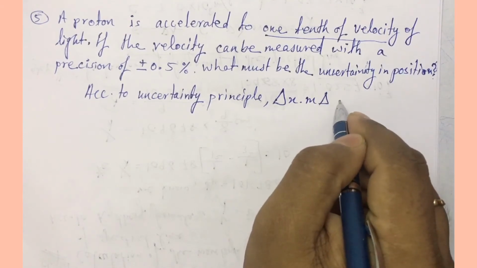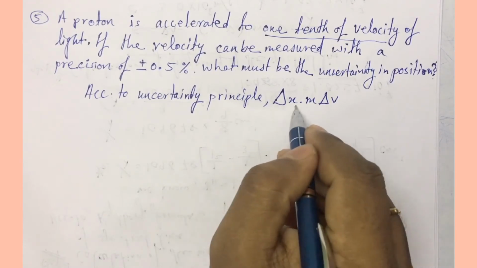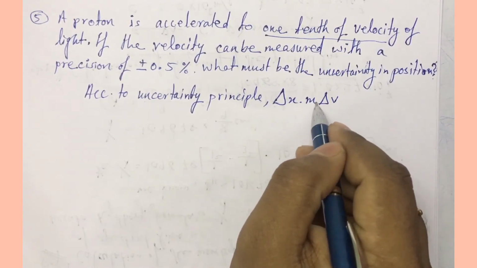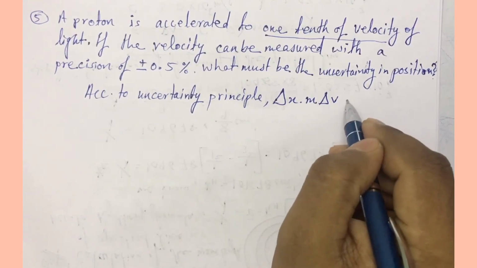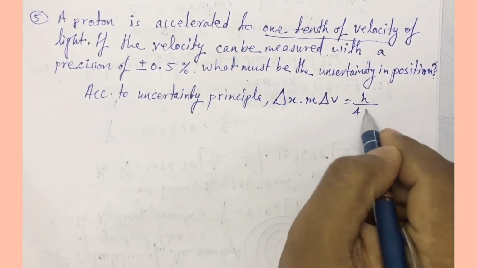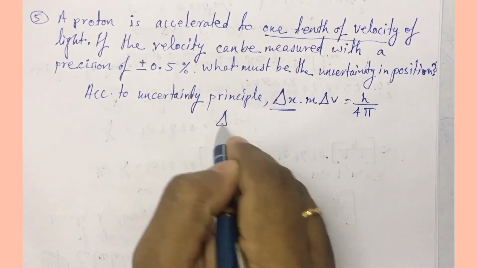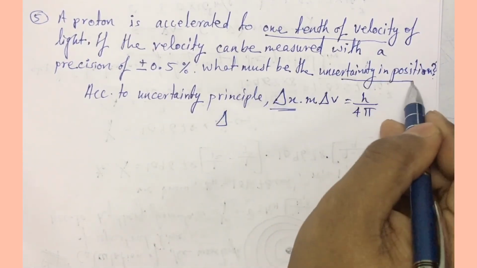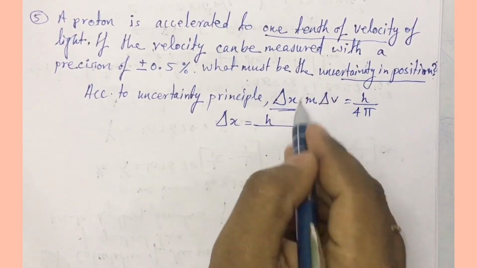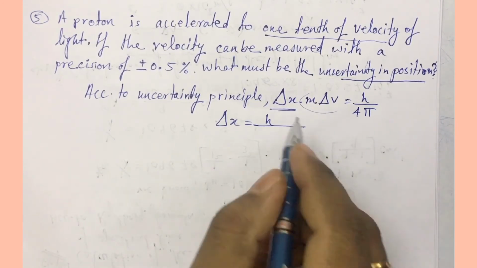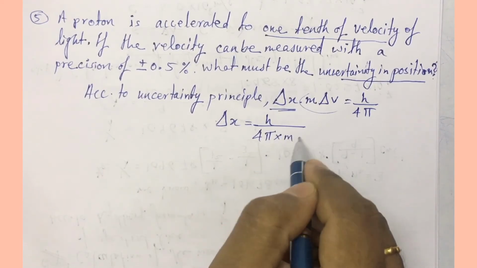We can measure, but the exact value we cannot find out, isn't it? That is delta x, the change in position, and the change in momentum, in which mass is a constant. That's why we take m into delta v is equal to a constant, that is h by 4 pi, isn't it? So from this we can find out delta x, that is what the question asked: what must be the uncertainty in position? That is delta x is equal to h divided by, this time we shall put the other side, 4 pi into m delta v.